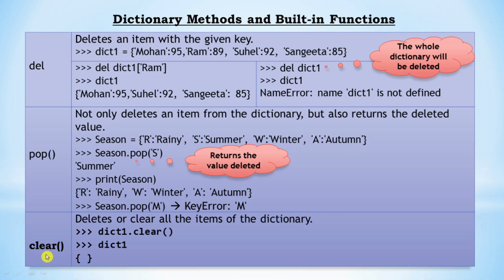The next function is clear. This function is used to delete or clear all the items from the dictionary. dict1.clear. The dictionary will be existing, but all the items will be removed from the dictionary. I will show some examples using these built-in functions.